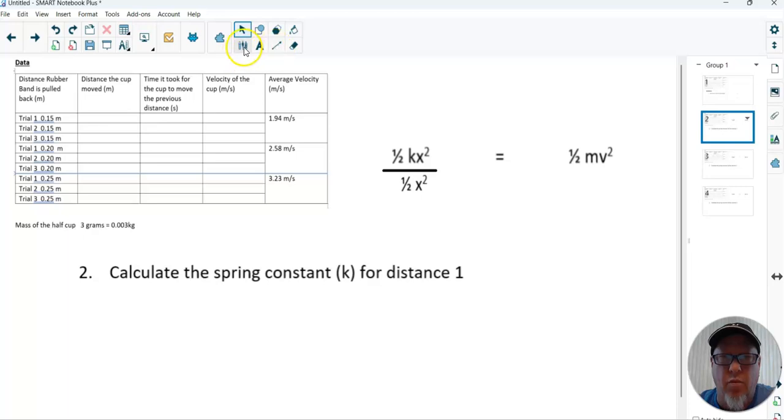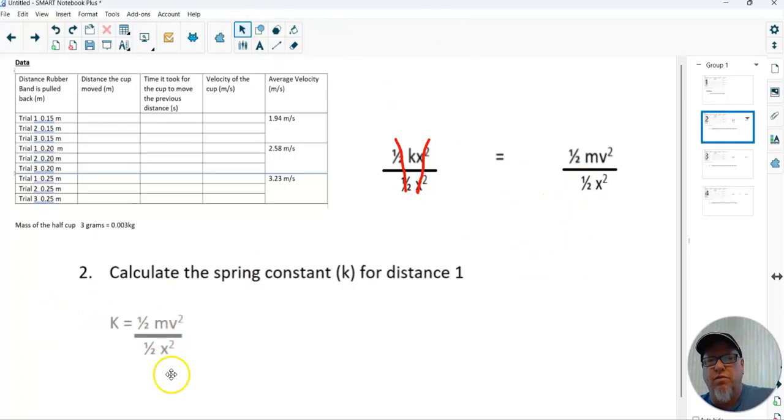I'm going to divide by 1/2 x squared, and when I do that, the 1/2s would cancel out and the x squareds would cancel out. And of course, if I do it on that side of the equation, I need to do that same thing on the other side of the equation. So what I end up with is a formula that looks like this: k equals 1/2 mv squared over 1/2 x squared. The 1/2s would also cancel out, so the formula simplifies even further to just mv squared over x squared.